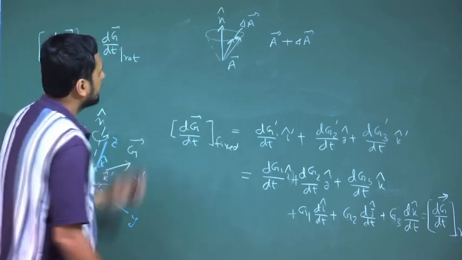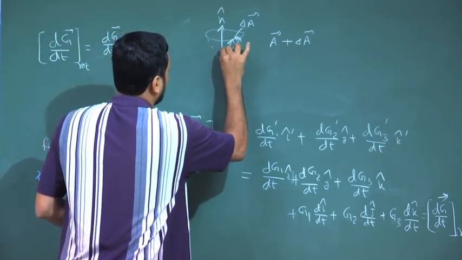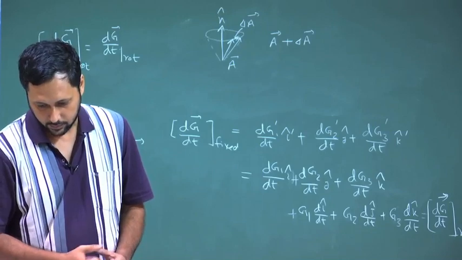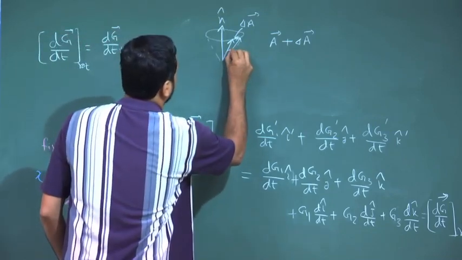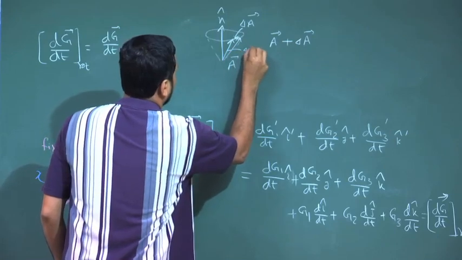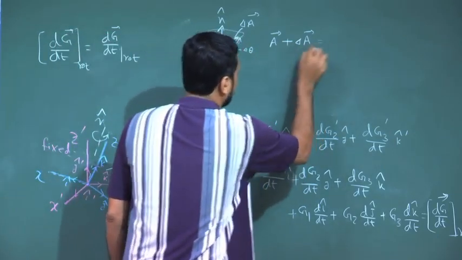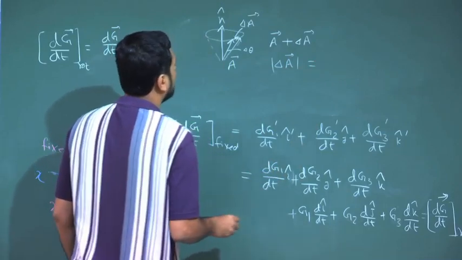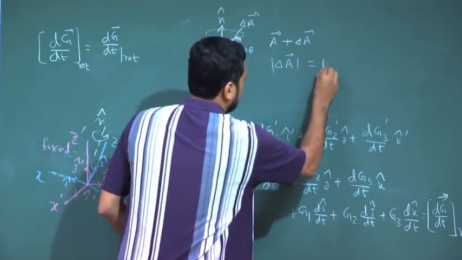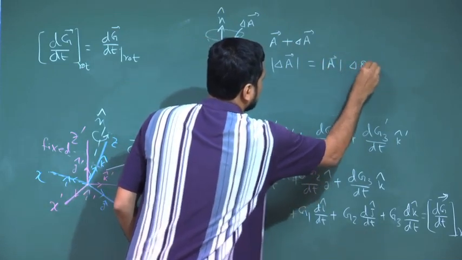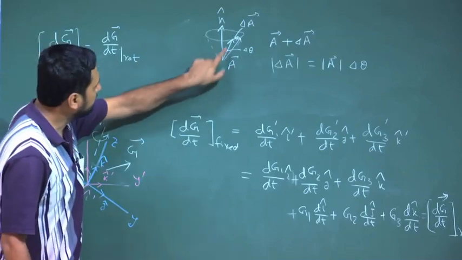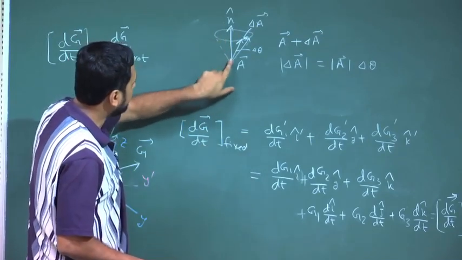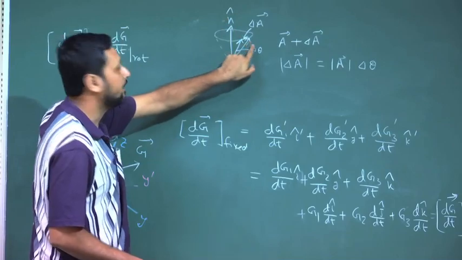Now, what is delta A? If this angle is delta theta, then the magnitude of delta A will be the magnitude of A times delta theta, right. And what is the direction of this delta A? In the limiting case, it is the direction which is perpendicular to both n cap and A, right.